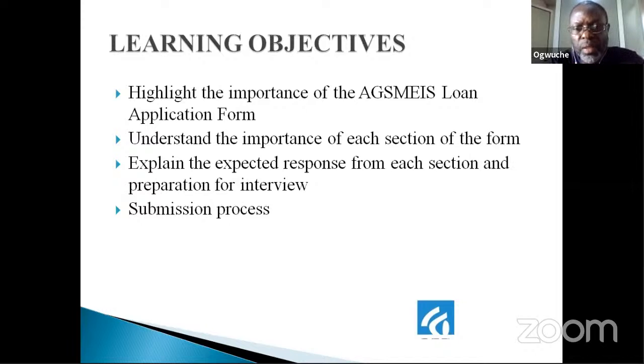Each section of the form has its own importance, its own bearing, so we'll be able to look at it and make sure that we don't miss anything out. Explain the expected responses from each section and preparation for interview. In fact, I'm sure many of you have already seen the form, because we have sent the forms to most of you, so you'll be familiar with them. But we have advised that members should keep the forms until after this lecture, so that they'll have a better understanding of its input and what is expected of them.